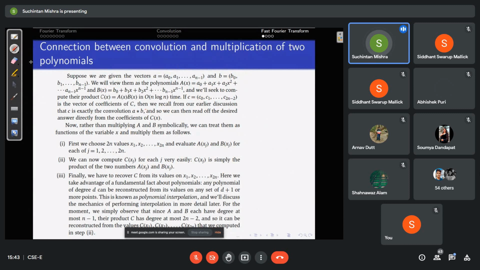Now to find the solution, what we are going to do is represent our set of points as polynomials.